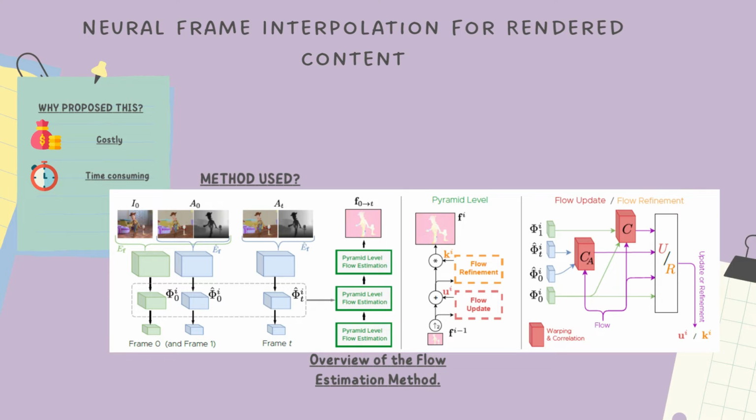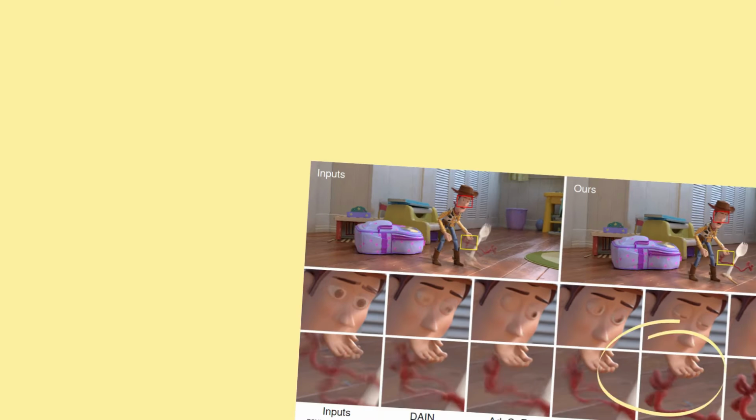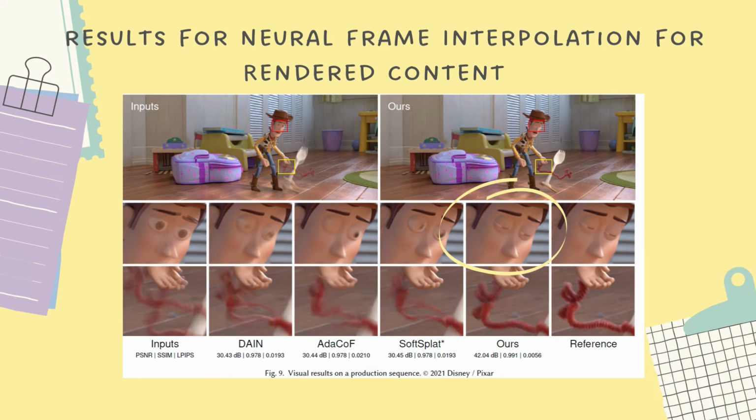The method that they are using is actually they're refining the flow estimation method to produce the neural frame interpolation rendered content in order to achieve high-quality frame interpolation for rendered content. Here is the result of this method. The movement of Woody's eyes are smoother compared to other techniques, which shows that the neural frame interpolation rendered content has a stable interpolation performance for non-middle frame interpolation. And not only that, it produces a high-quality rendered content as well.